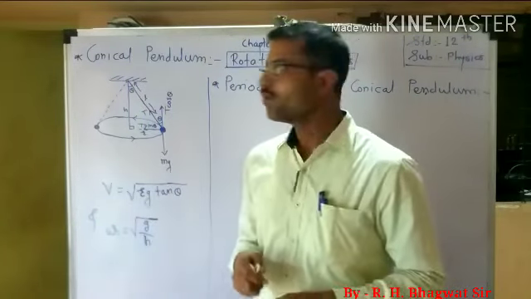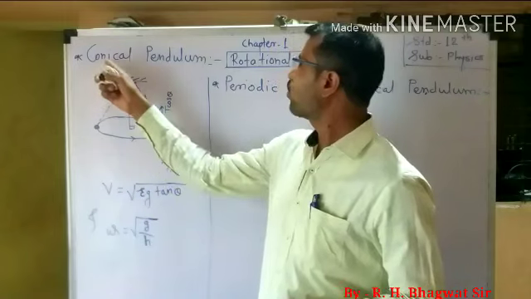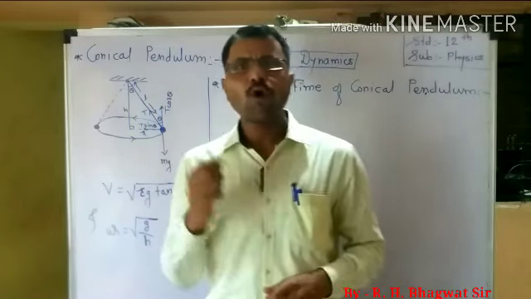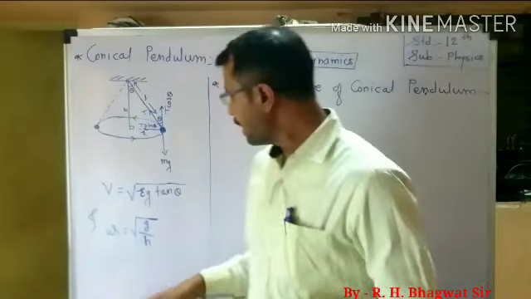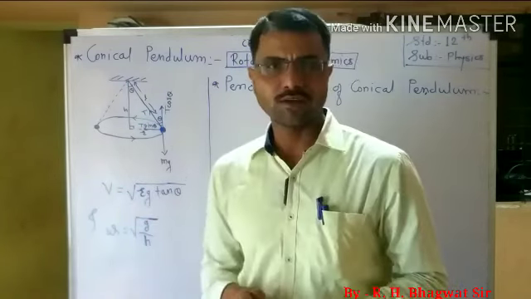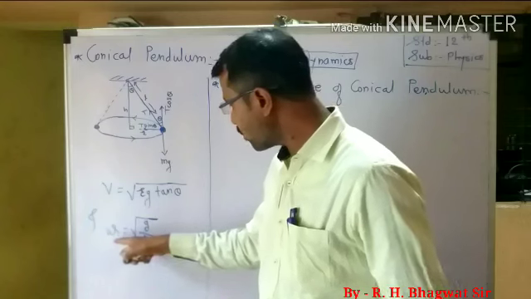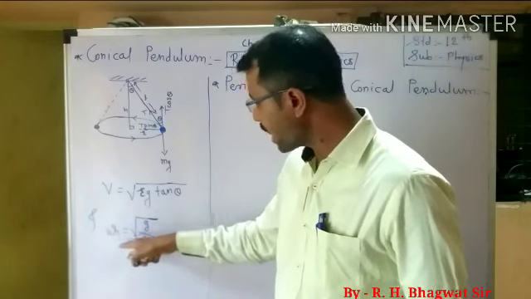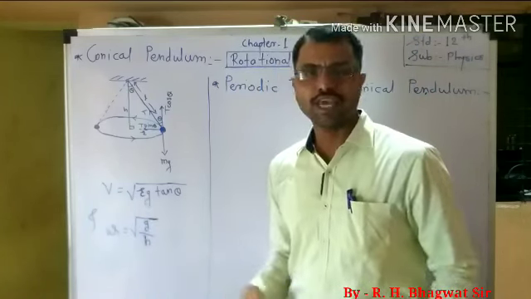In the last lecture, we started the topic conical pendulum. We obtained the formula for the linear velocity of the bob of a conical pendulum performing circular motion, and its angular velocity, which is given by the equation omega is equal to under root g upon h.